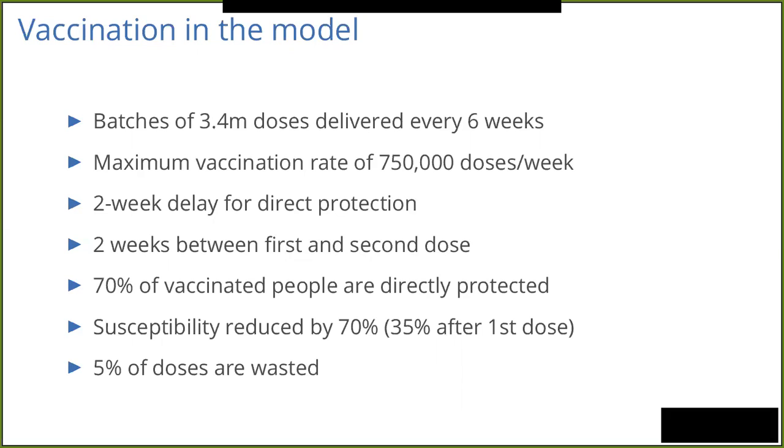We assume that 70% of people who are vaccinated will develop protection, and that this protection means that they are 70% less likely to become infected if they encounter an infectious person. If 2 doses are required to receive complete protection, we assume that the first dose gives you half of this protection. And finally, we assume that 5% of vaccine doses are wasted in that they don't actually end up being provided to people in the population.